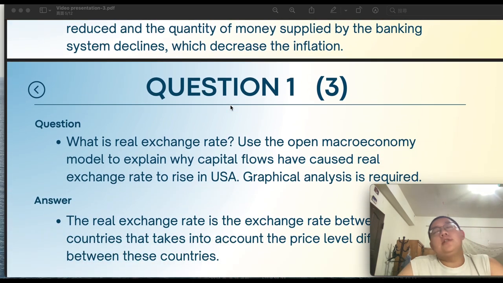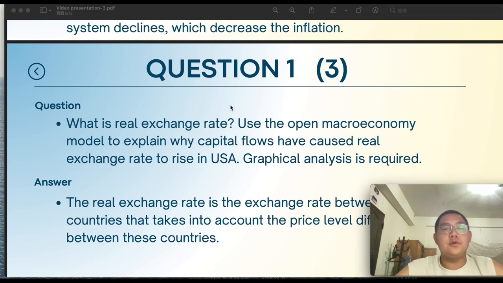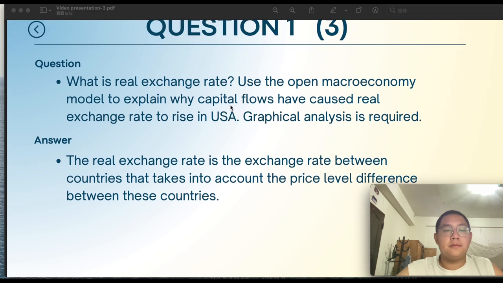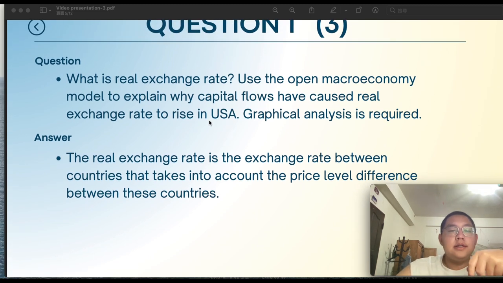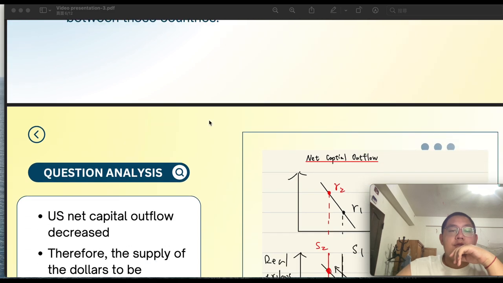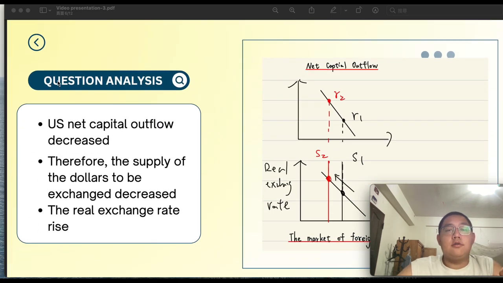And the third question is, what is the real exchange rate? And we use the open macroeconomics model to explain why capital flows have caused the real exchange rate to rise in the USA. So the answer is, the real exchange rate is the exchange rate between countries that takes into account the price level difference between these countries. And that's our graphs. So this is the question analyzed.